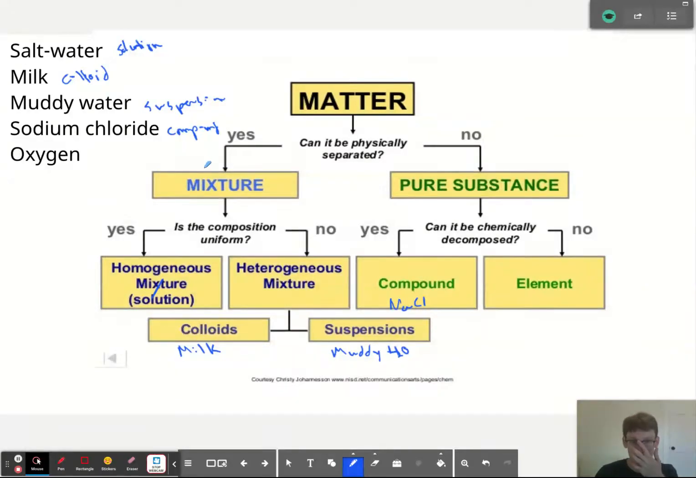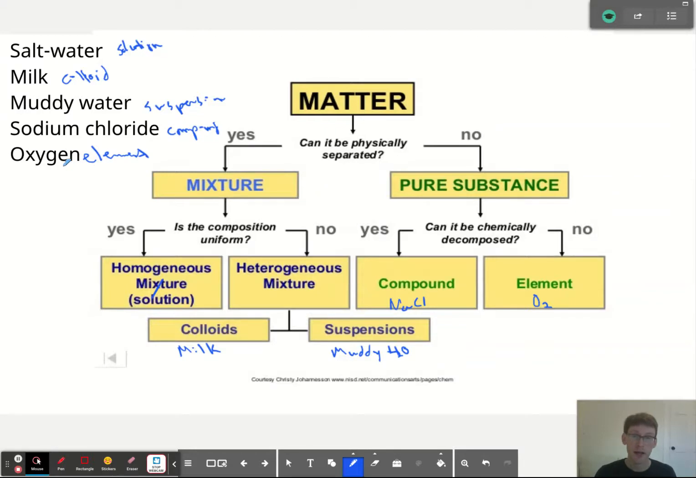Finally, we have oxygen. Oxygen is not something that can be physically separated. It is a pure substance. And can it be chemically decomposed? It cannot. So oxygen, which has the formula O2 if it's atmospheric oxygen, the stuff that we're normally breathing in, this would be an element. And I'll just point out that anything where you read the name, like oxygen or chlorine, and it's something that you can see on the periodic table, then it would be an element.